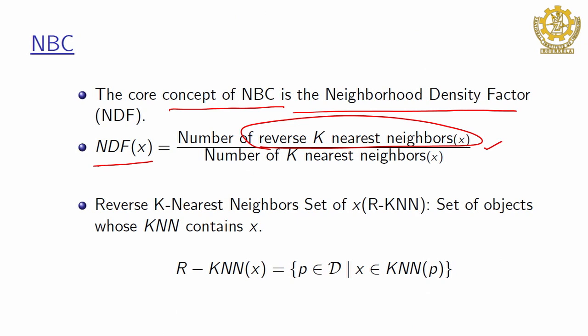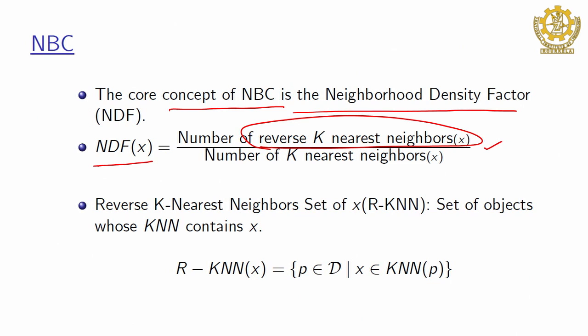We know the k nearest neighbor. What is the k nearest neighbor? You compute the distance from the point to all other points and then you take the k closest points. That is called the k nearest neighbor. And if there are multiple points at the kth distance, you have to take all those points. Okay.